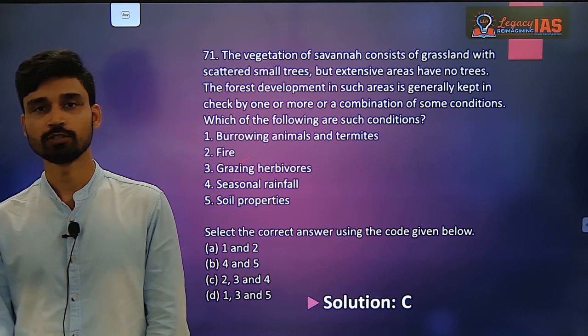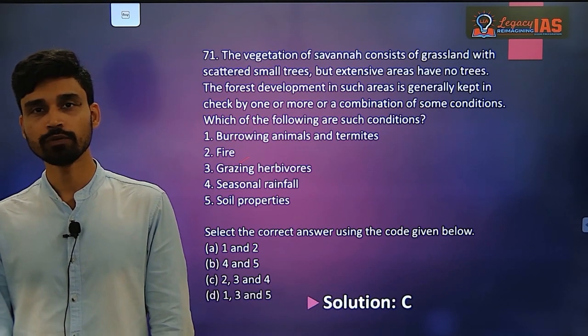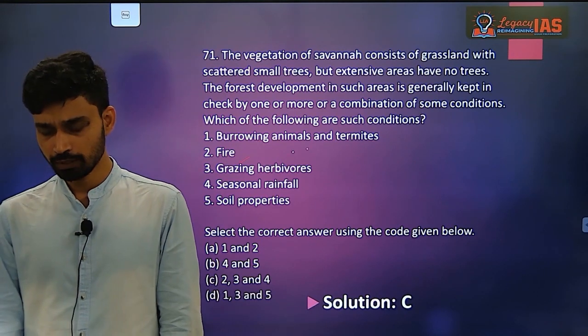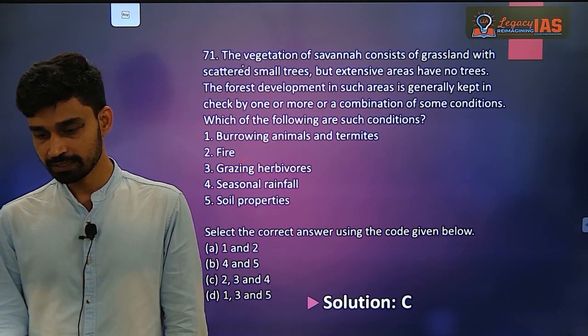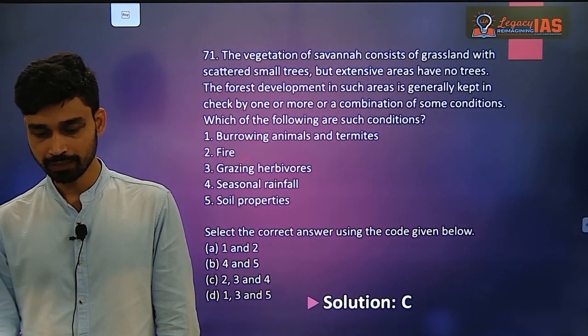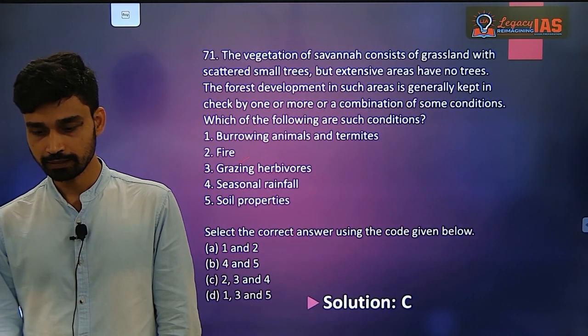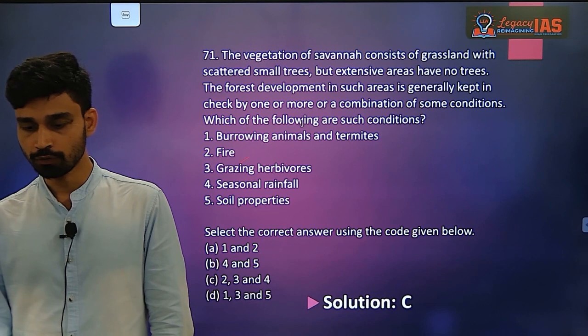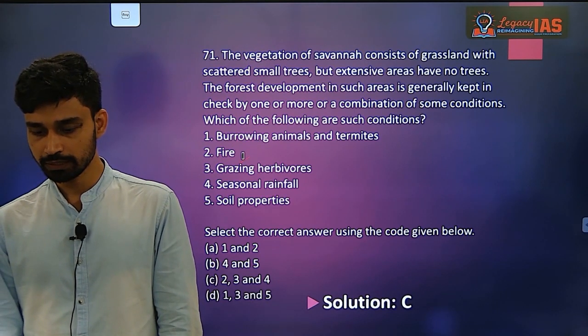Hello students, so we are going to discuss now geography questions that have come in UPSC Prelims 2021. The first question that has been asked is regarding the vegetation of savanna region. The question asks: what is the main reason that in savanna region vegetation or forest does not develop? What are the limiting conditions?